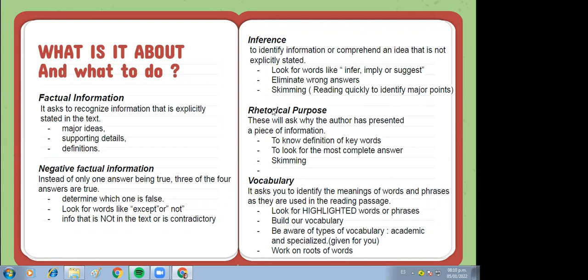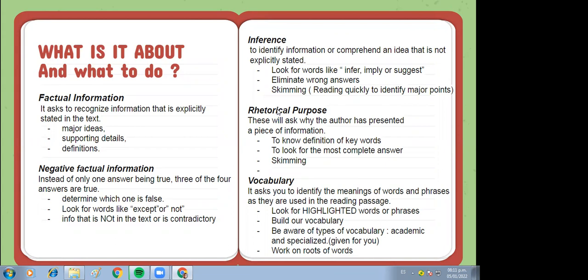Let's see, rhetorical purpose. Okay, in this kind of question, you will be asked to find the answer that explains why the author has presented a piece of information, okay? For this, it is compulsory to know the definition of some keywords and to look for the most complete answer, okay? That's the main idea of this kind of question. And also skimming would be a good idea as well.